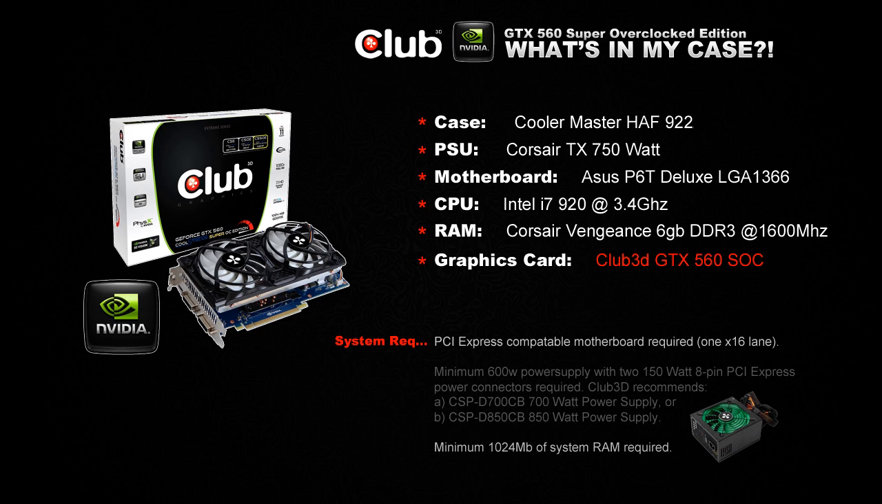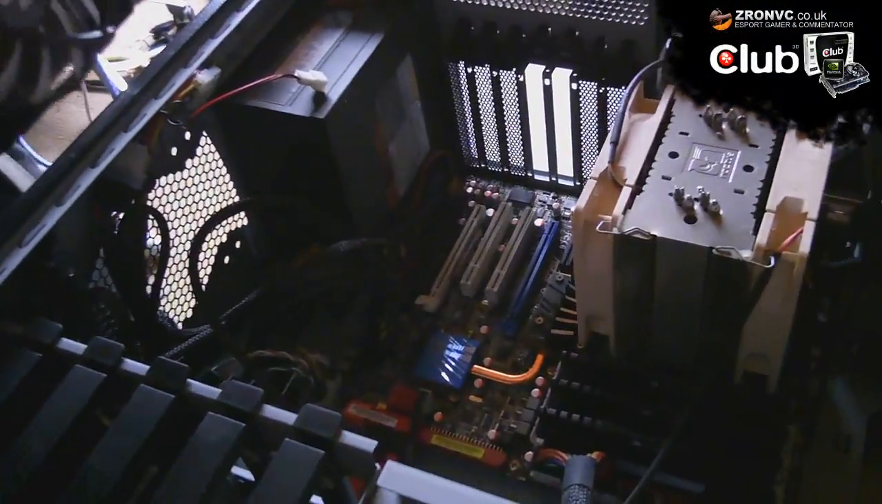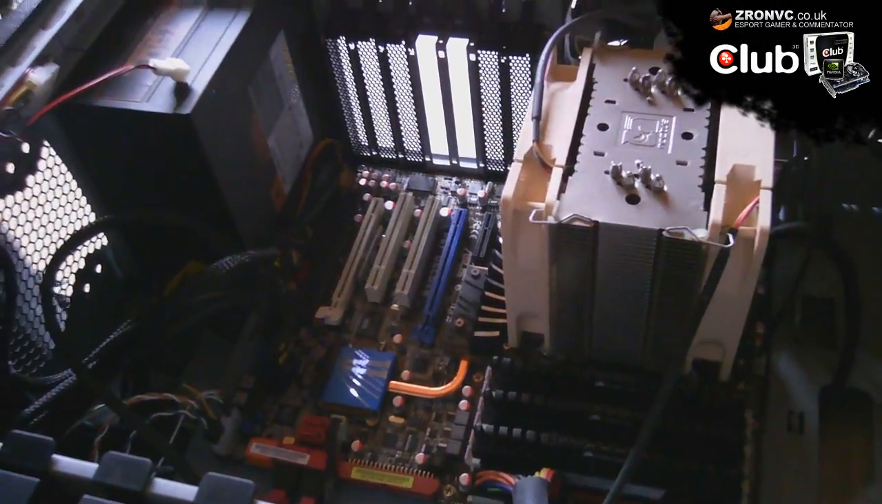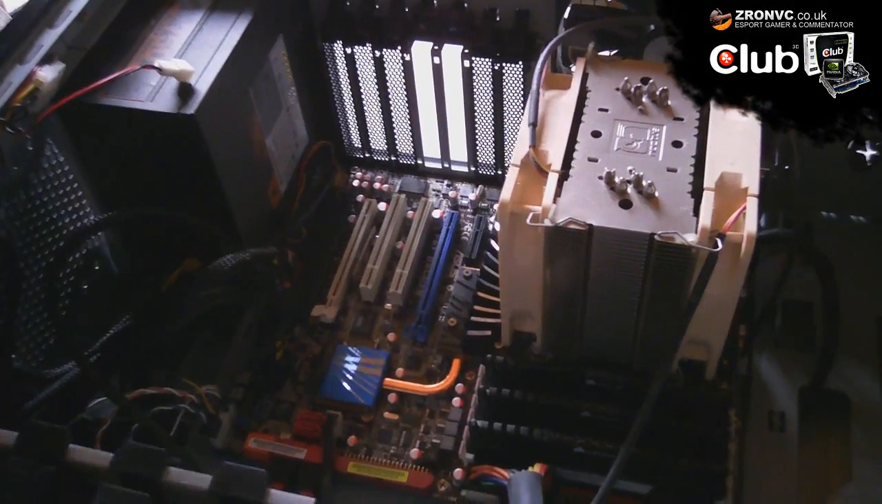You're listening to NVC, and this is the second part video for the Nvidia 560 Super Overclocked Edition by Club 3D. This is, of course, the installation video. We'll be placing the graphics card into my Cooler Master half case, more specifically into the Asus P6T Deluxe motherboard. Remember, before you do anything, don't forget to earth yourself on the inside of the case. Just touch it, or discharge any static you have built up, and prevent you from damaging the components.